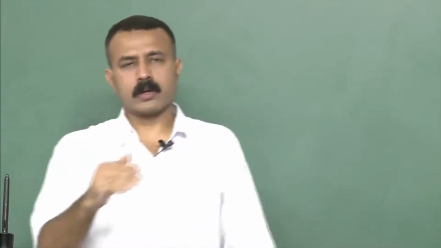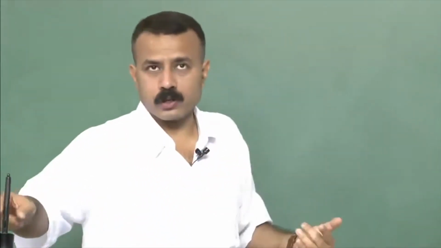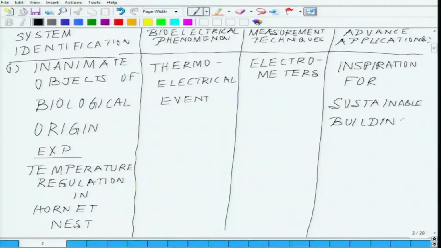Now, if you look at it in perspective, section 1 falls under all the different phenomena, section 2 falls under the different events, and section 3 is about the instrumentation, because they are all interlinked with each other and the advanced applications of it. One of the applications is inspiration for sustainable buildings. This is one of the major inspirations, using biocompatible thermoregulatory mechanisms.